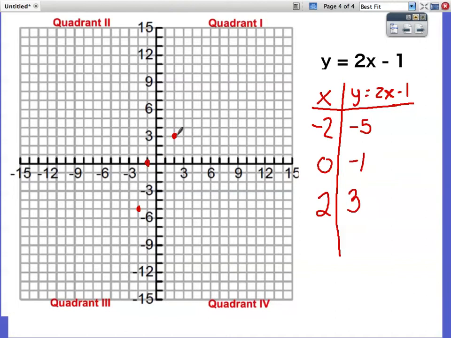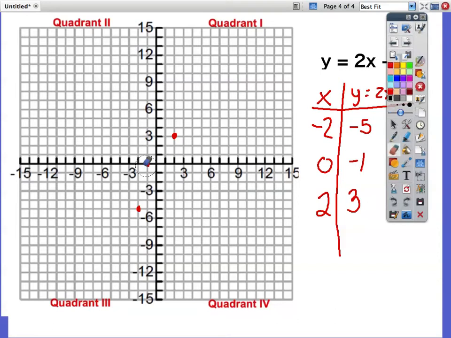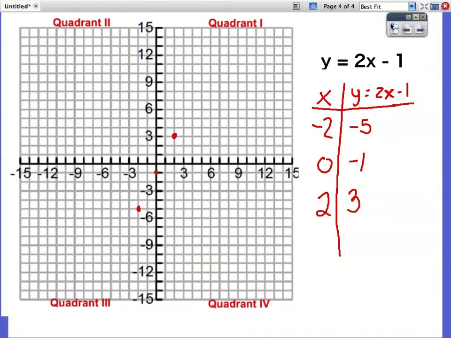Whoops. What did I do wrong? These should all be on a line. Oh, I know what I did wrong. I graphed my 0, -1 wrong. Sorry, guys. 0 for the x, go down 1. The y is -1. My mistake. Okay, let's see if I can draw a line through these again. Sort of. I was close.